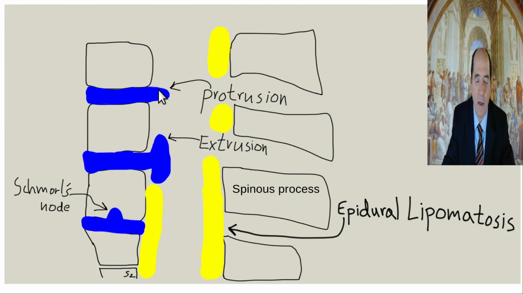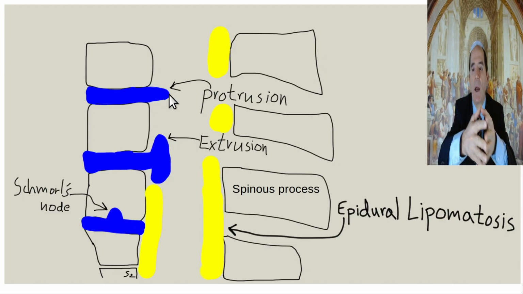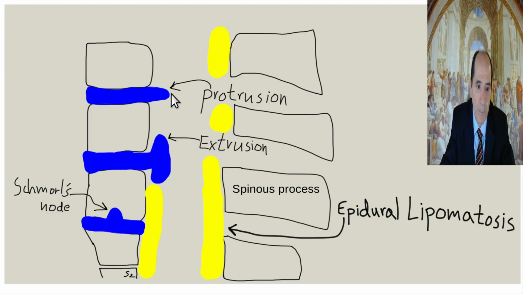If you give the height of the disc herniation and the length of it, that's about as precise as you're going to get. And the location of it. Is it in the center? Is it off to the right or to the left, paramedian, for example?